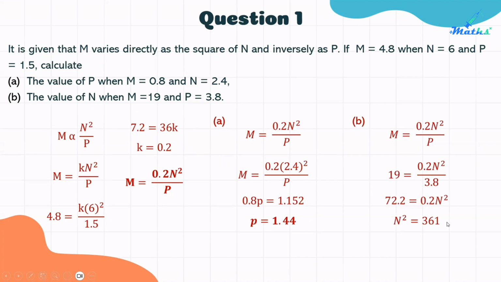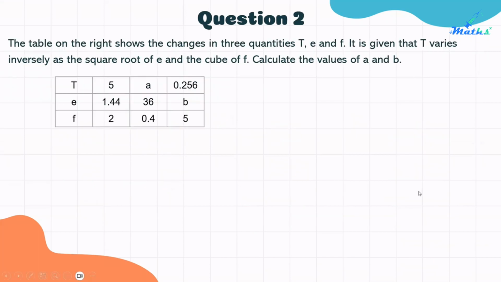Okay, solve it and our N will become 19. Okay, next go to question 2. The table on the right shows the change in three quantities T, E, and F. It is given that T varies inversely as the square root of E and the cube of F. Calculate the value of A and B.